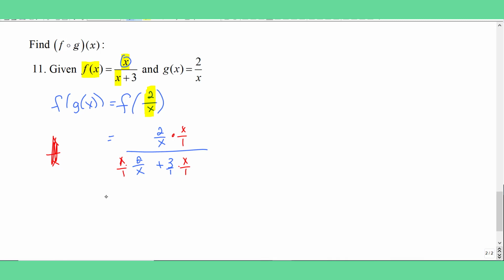Okay, so let's see. These are going to divide out, and I'm just going to have 2 plus 3x. That's all you have to do. Again, don't panic on those fractions.